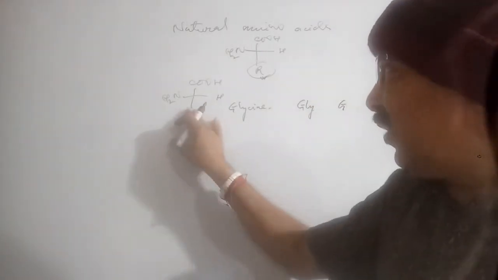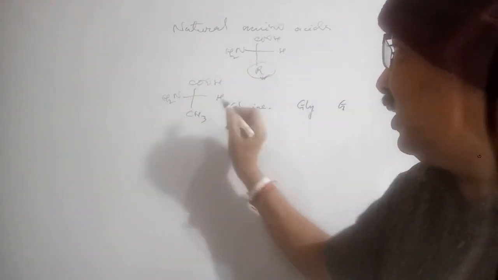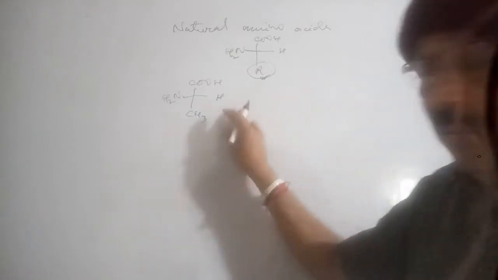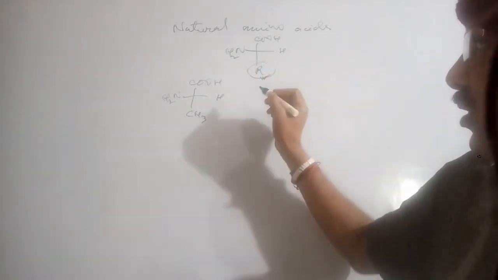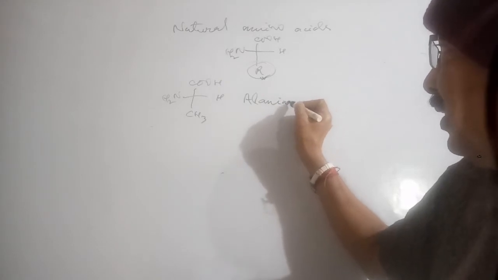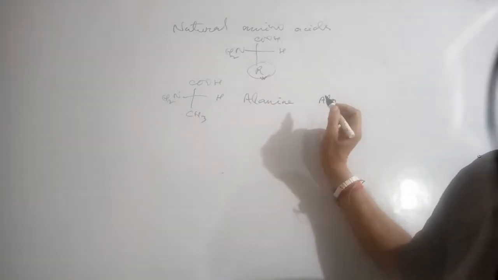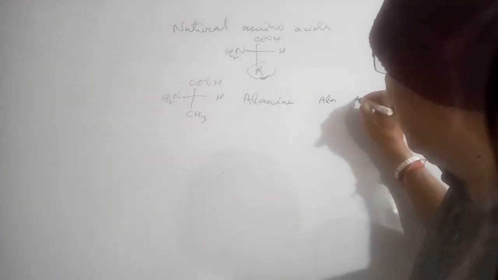In place of H, if it is a methyl group, CH3 group, then it is called alanine. Symbol is ALA and code is A.